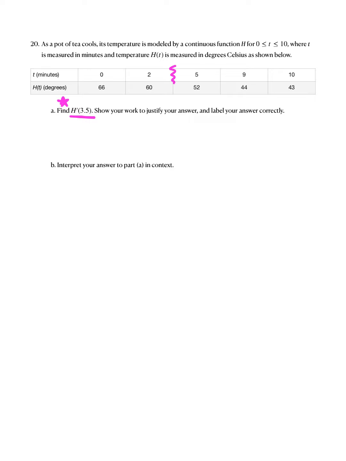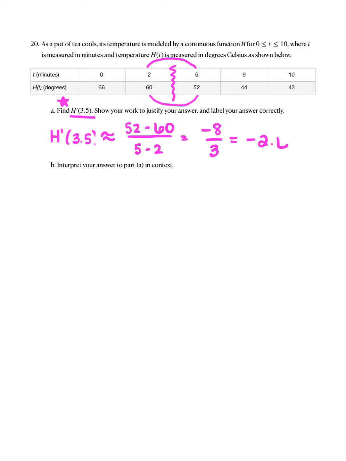So 3.5 is living in between here. We can't find an instantaneous rate of change, but we can find an average rate of change around 3.5. We're going to get as close to it as we can, and with this data, this is as close as we can get. So our approximation for H prime of 3.5 would be approximately 52 minus 60 over 5 minus 2. So that's negative 8 over 3. And we could make this into a decimal, which I think makes the most sense here. So this would be like negative 2.6 repeating.